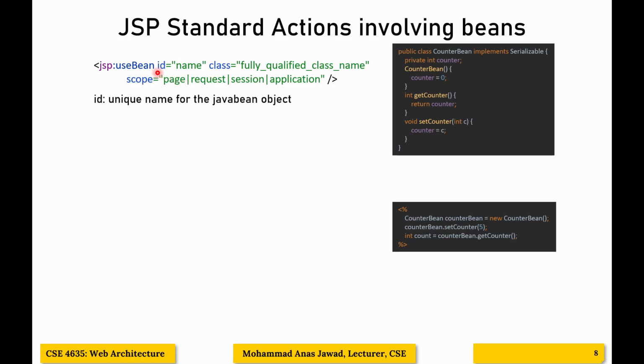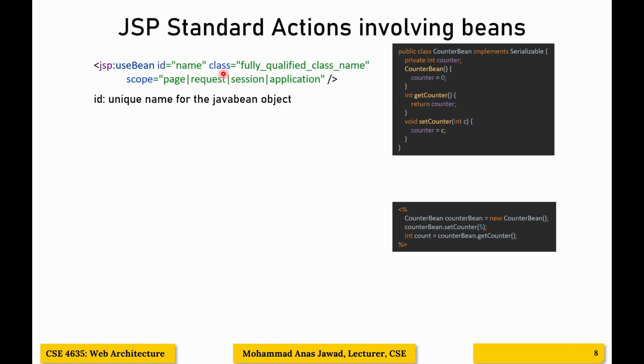The ID attribute is used to define the unique name for your JavaBean object. For example, if you want to create an object for your CounterBean class, you will have to name that CounterBean object something. So in this case, we are using CounterBean as the name of our object. If we were to use the JSP useBean action tag to create this CounterBean object, then we would have written ID is equal to CounterBean here, right?